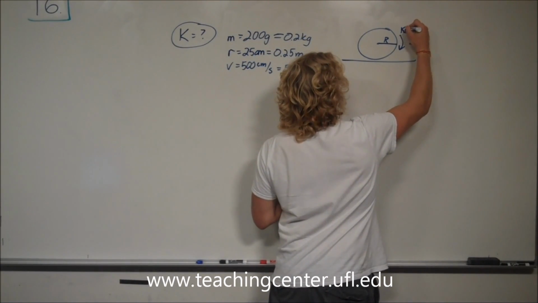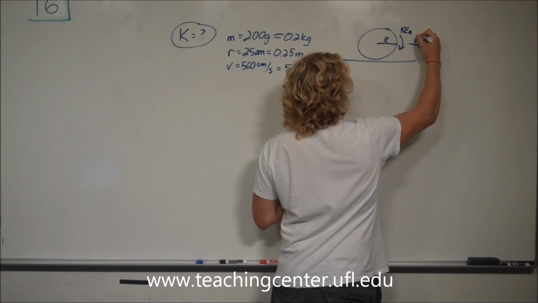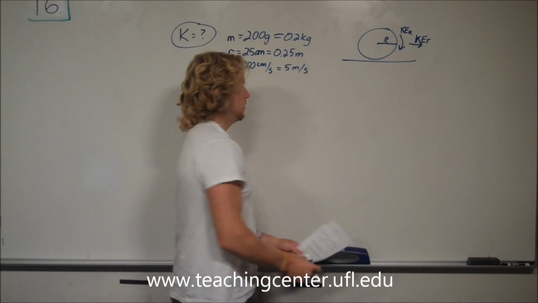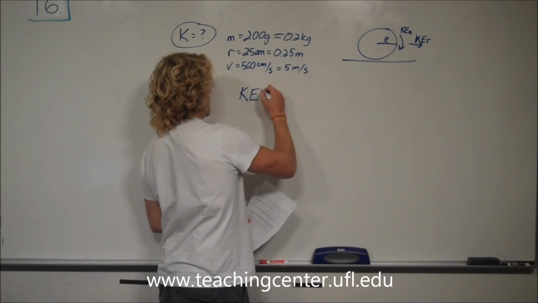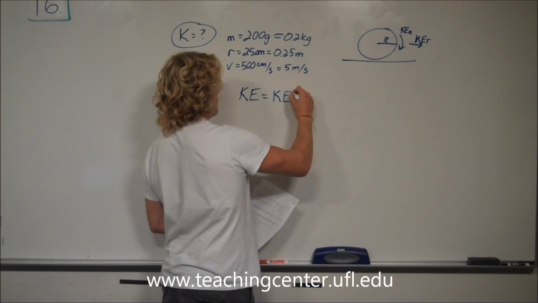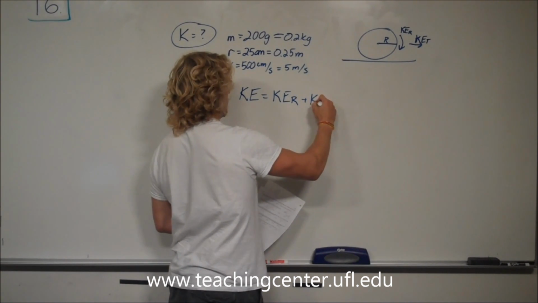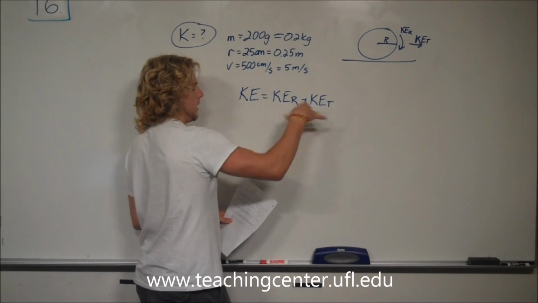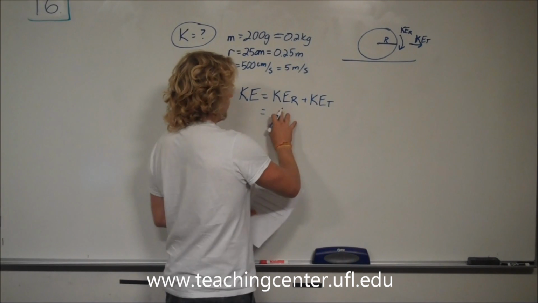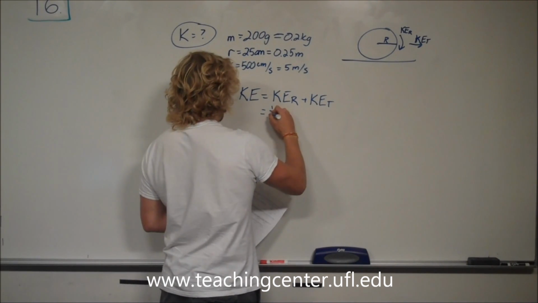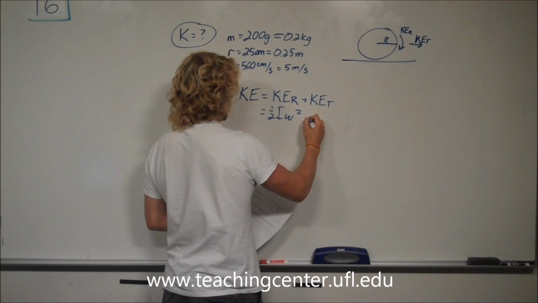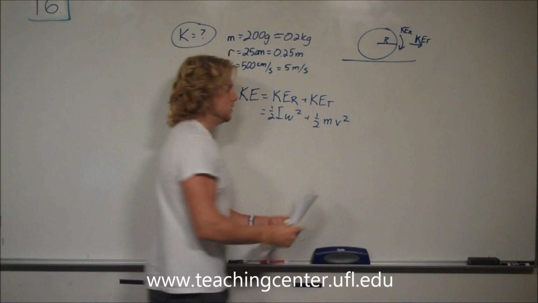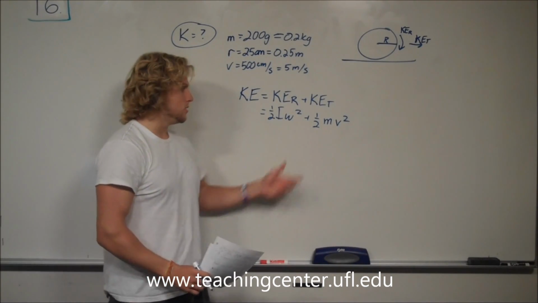You have kinetic energy rotational, kinetic energy translational. So the total kinetic energy it has is equal to rotational and translational added together. So that means the rotational is 1/2 I omega squared, plus the translational is 1/2 mv squared. These are the equations to find the kinetic energies.